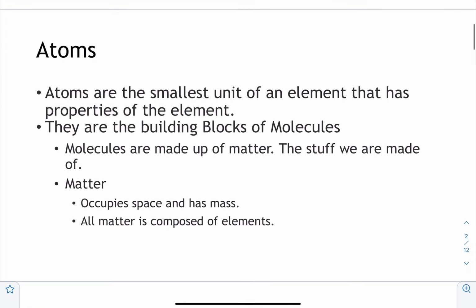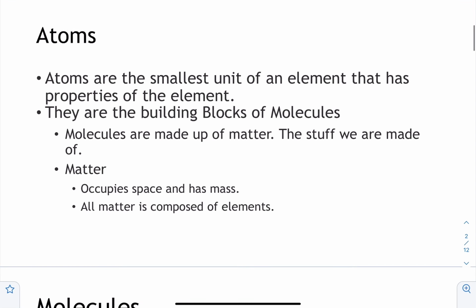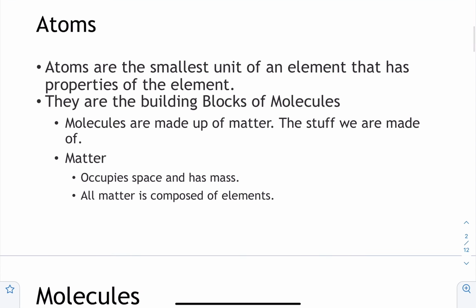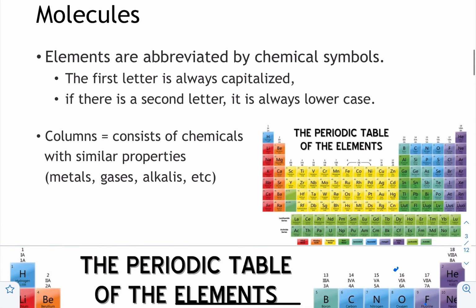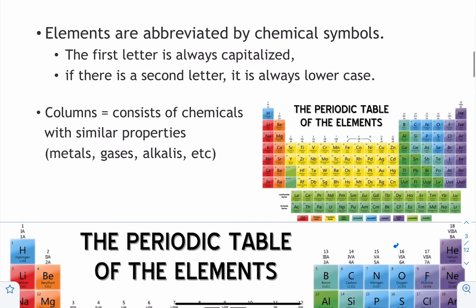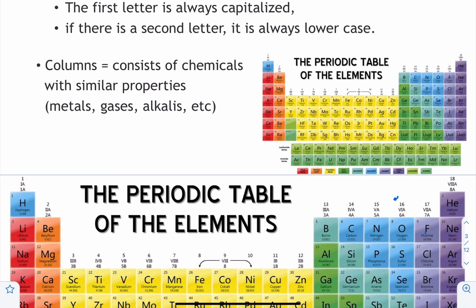We're off with talking about atoms, which are the smallest unit of an element. They are the building blocks of molecules, which are made up of matter, the stuff we're made of, and matter is anything that occupies space and has mass. Now, matter is composed of elements. Speaking of elements, we'll go to the periodic table of elements, and you will see that the elements are all abbreviated by their symbols. The first letter is always capitalized and the second is in lowercase, and they are grouped into columns which have similar properties.